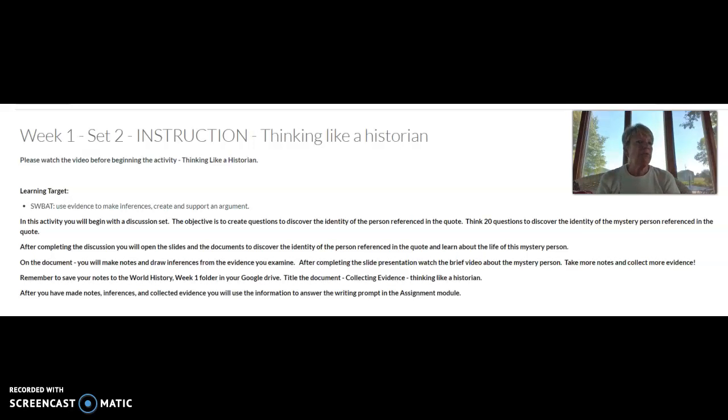Week 1, Set 2, instruction. Our activity for this Set 2 is thinking like a historian. Our learning targets are to be able to use evidence to make inferences and to create and support an argument.